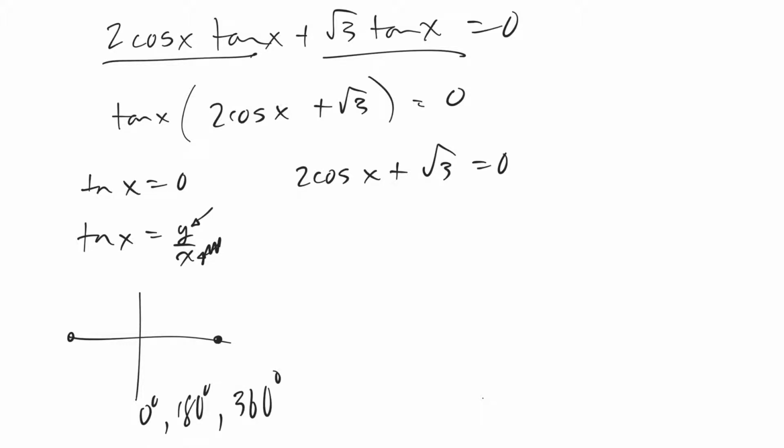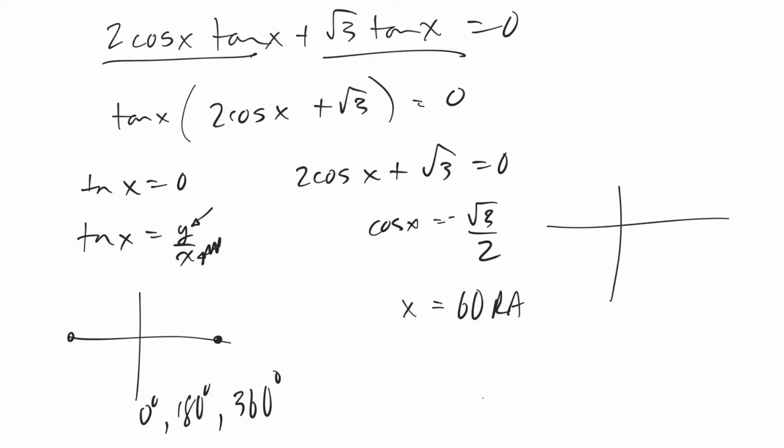The next question, move the 3 over and divide by 2. So I get negative root 3 over 2. And cos of 60 degrees is root 3 over 2. So 60 is my reference angle. It can happen in 4 different places, but because cos is negative, it's only in this quadrant and that quadrant. So this angle there is 180 minus 60, or 120. And this angle would be 180 plus 60, or 240.